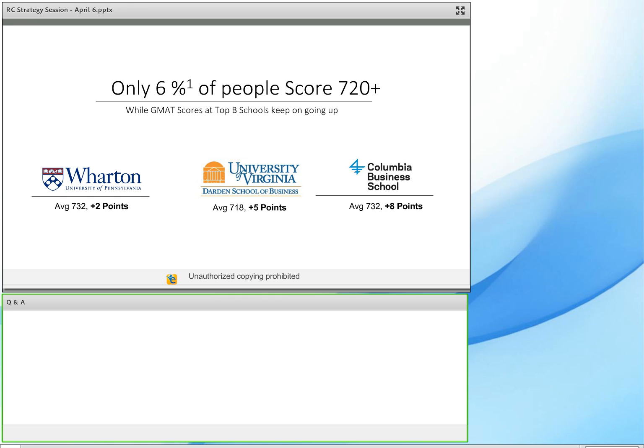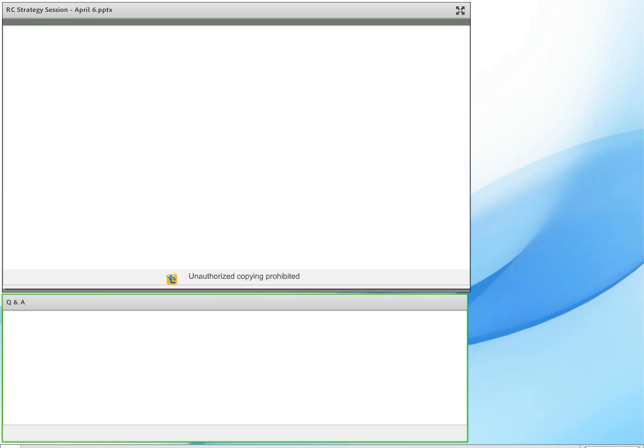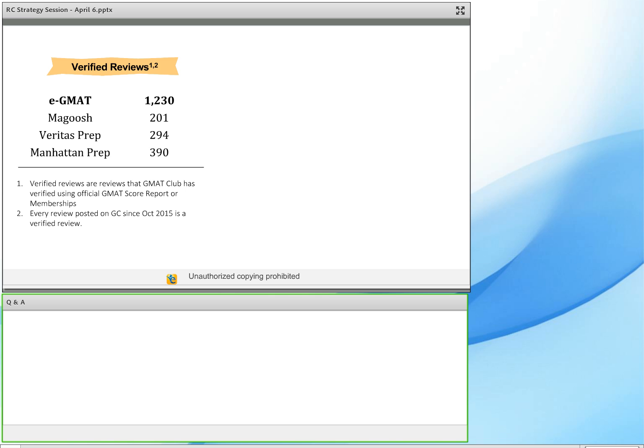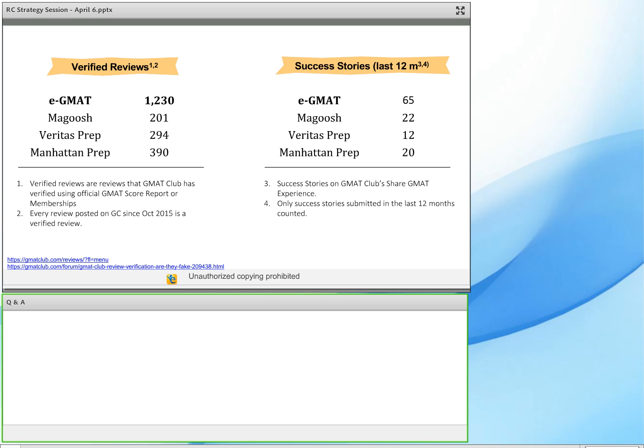Now, what is it that a good number of people who get to that score of 720 or higher do? They work with us. A good percentage of these people use e-GMAT. Why do I say that? When you look at the key stats on the leading forums, GMAT Club or Beat the GMAT, you're going to come to a very similar conclusion. The key stats are, one, the number of verified reviews, and the second, the number of success stories posted over the last 12 months.